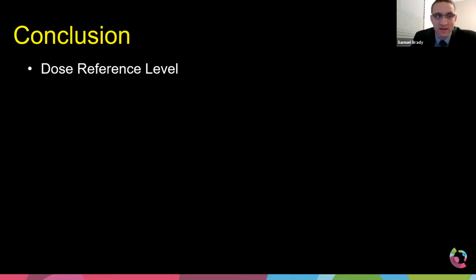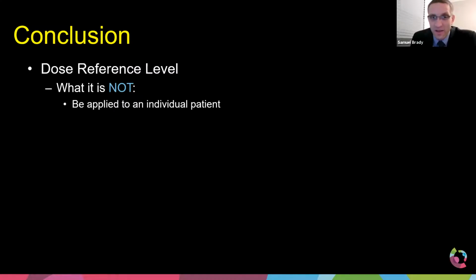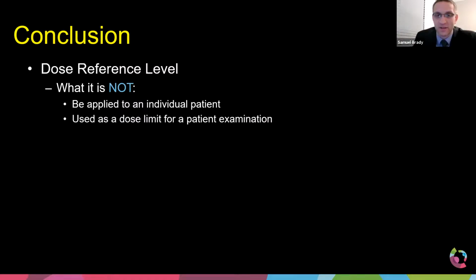All right. So in conclusion, we've talked a little bit about dose reference levels. What are they not? Let's just refresh this. They are not to be applied to individual patients. So just because an individual got a certain value for their CT scan, we do not go back and compare that to the national reference level. We do not use these as a limit for our patients.